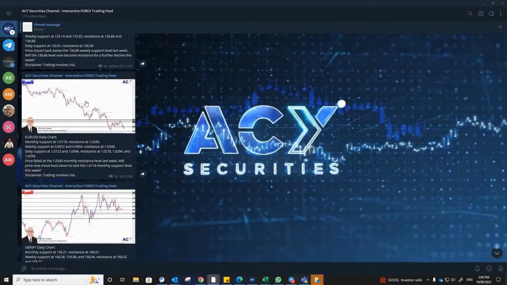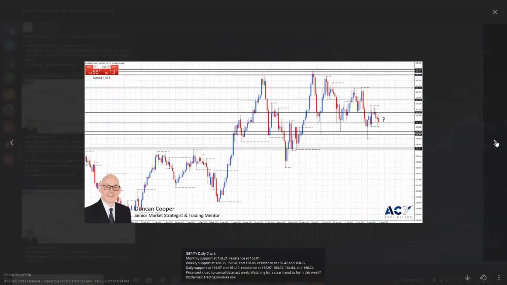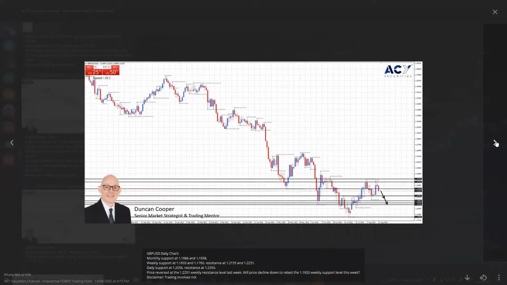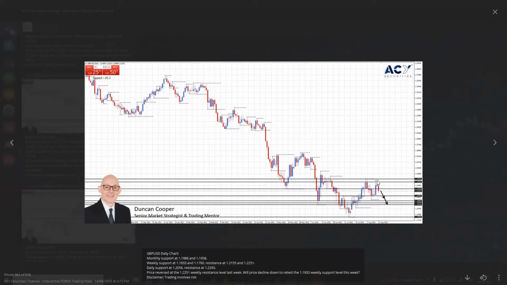Now today we're going to have a look at the performance of some of the key levels that were broadcast out to you live on our live interactive trading feed. Let's have a look at the euro against the US dollar, and you can see our own Duncan Cooper has broadcast out the euro reaching a major level of previous resistance and failing, continuing in line with this trend. And then about a day later, he's looked at the pound dollar. So we've got euro dollar and pound dollar behaving in a very similar fashion.